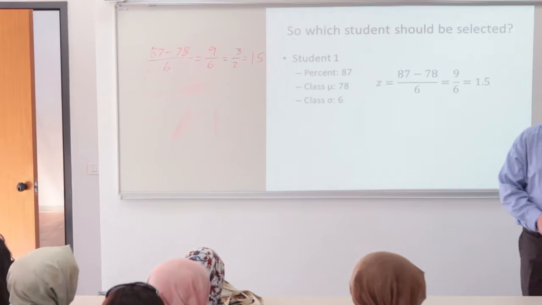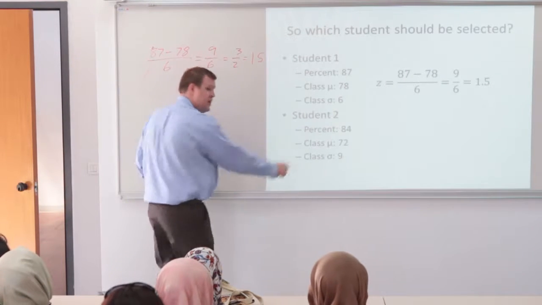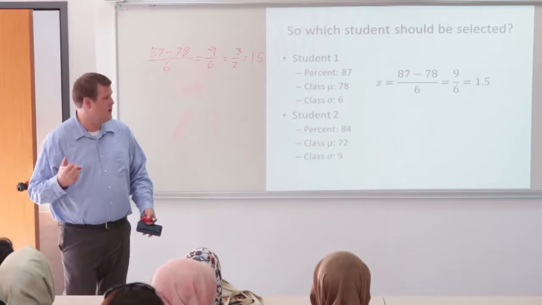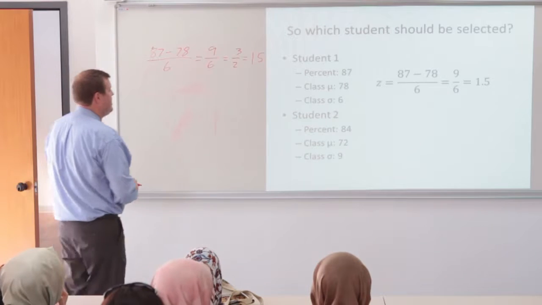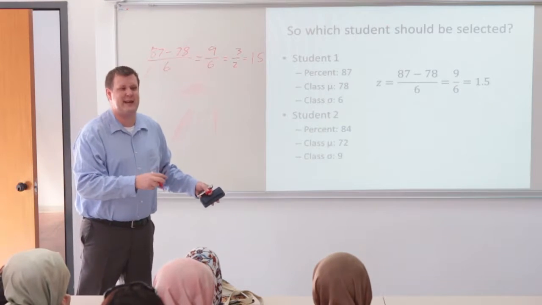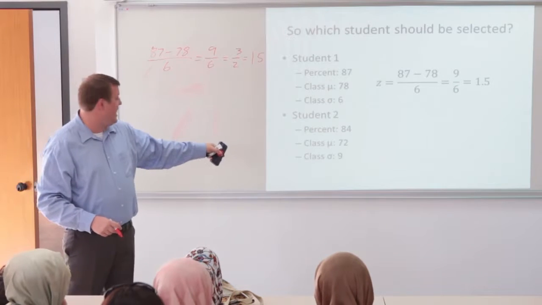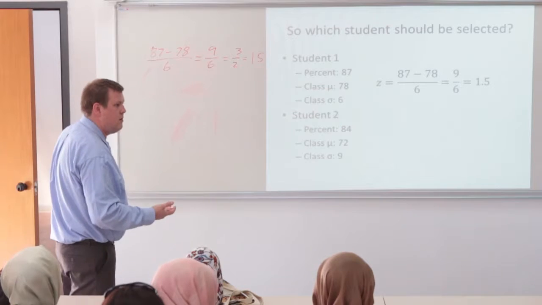Okay? Now, the second student, I said that they had a percent of 84 in the original example, right? So they have the percent of 84. Now let's say their class had a mean of 72%, and the class standard deviation for that class was 9%. So, what do we do? How do we get it?